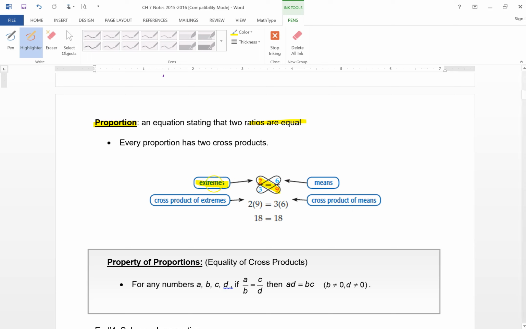So these are the extremes, and the other ones are the means. Oh, blue on blue doesn't show up. Did you guys know that? I'm just figuring this out. All right. Okay.